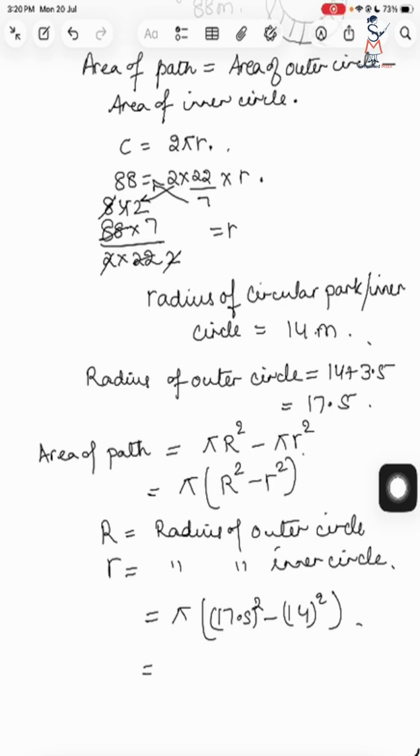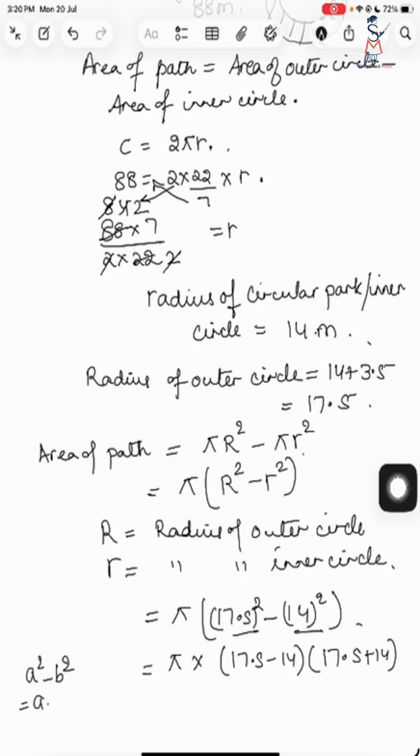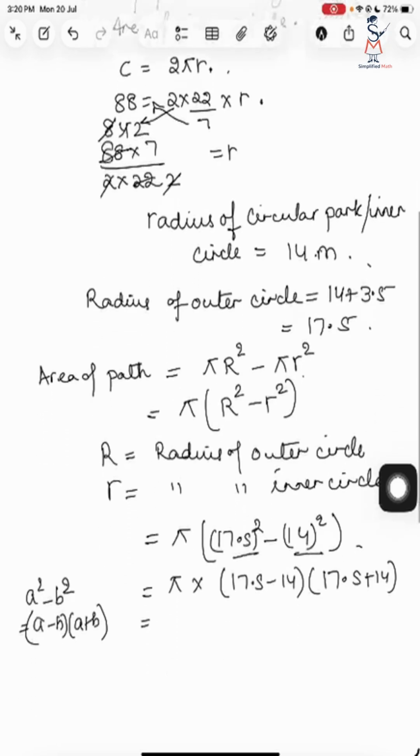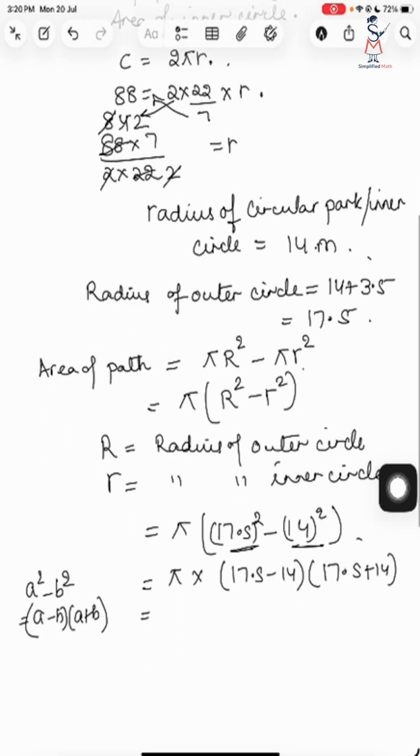So now let's see 17.5. You can do it as a square minus b square form also, that is a minus b into a plus b. Fine. That will become 17.5 minus 14 into 17.5 plus 14. Why so? I'll just write here a square minus b square is a minus b into a plus b. Fine. So a is 17.5 and b is 14. So a minus b and a plus b.